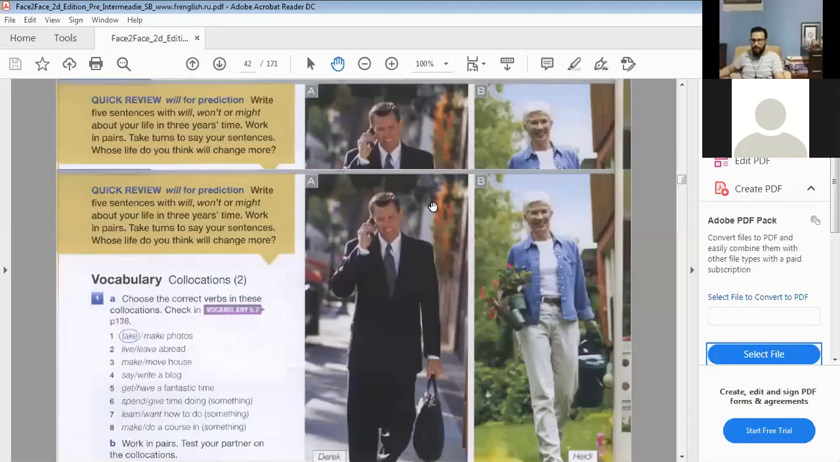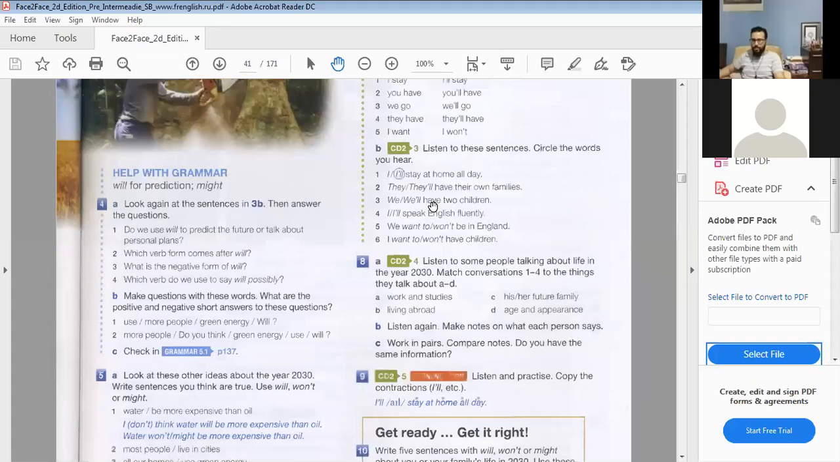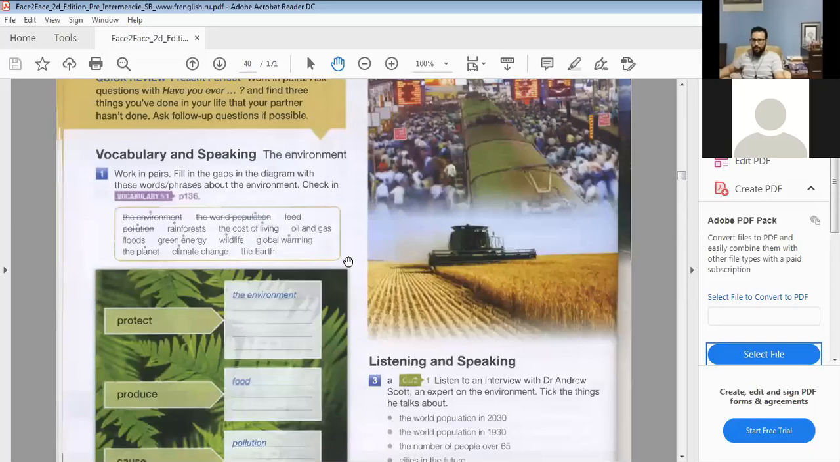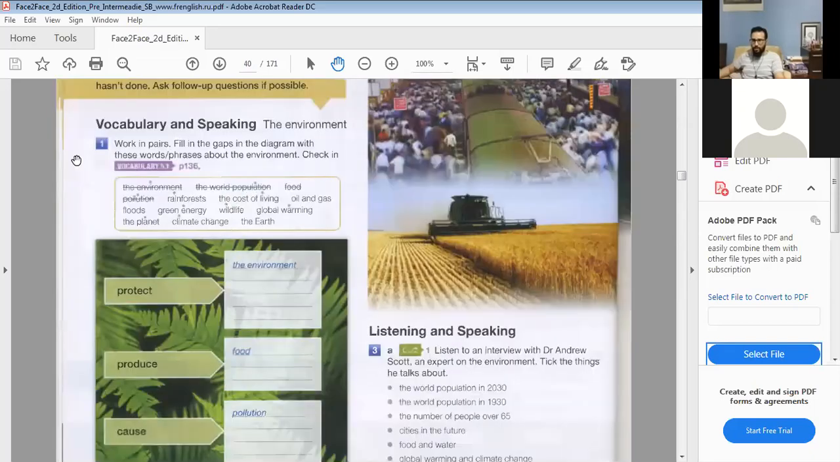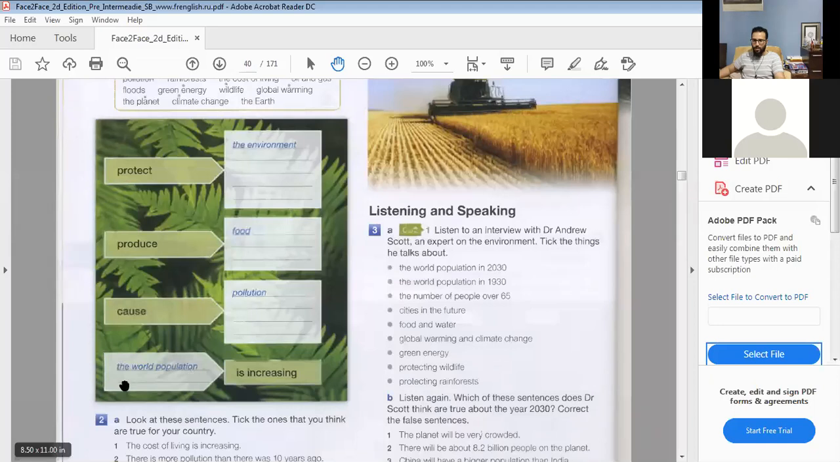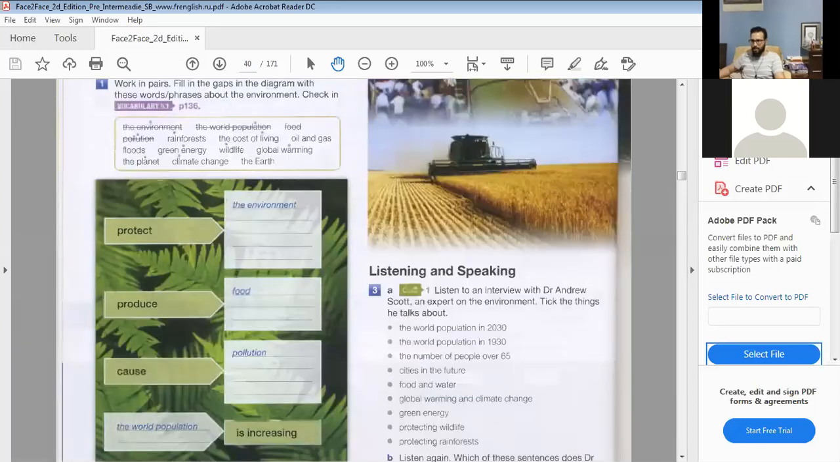Let's talk about the things we covered last time. In our last lesson, we talked about the environment. We talked about some collocations, some words or phrases to use with these verbs: protect, produce, and cause. We used these three verbs to talk about some of the things we have here in the box. And then we also talked about this last box. The world population is increasing, so is the cost of living. So we also talked about that.